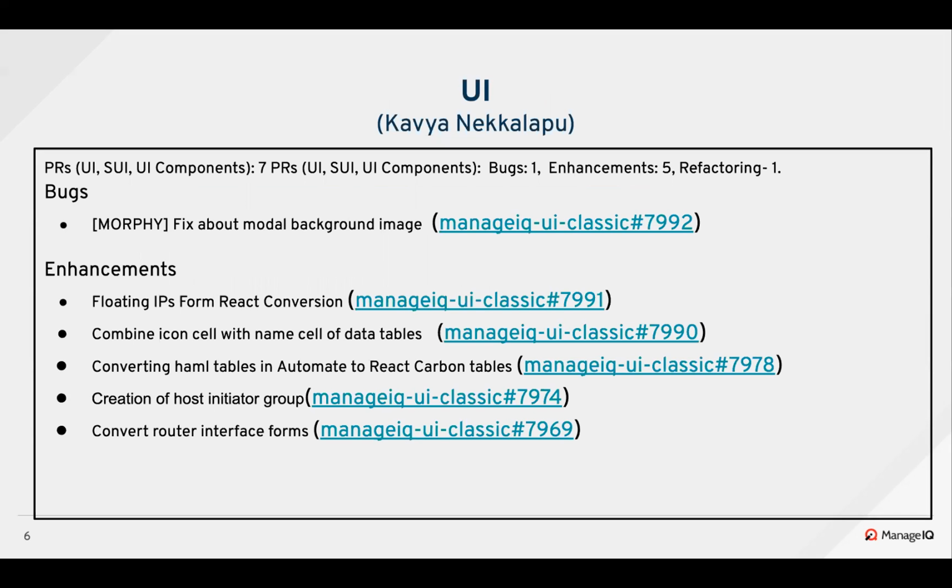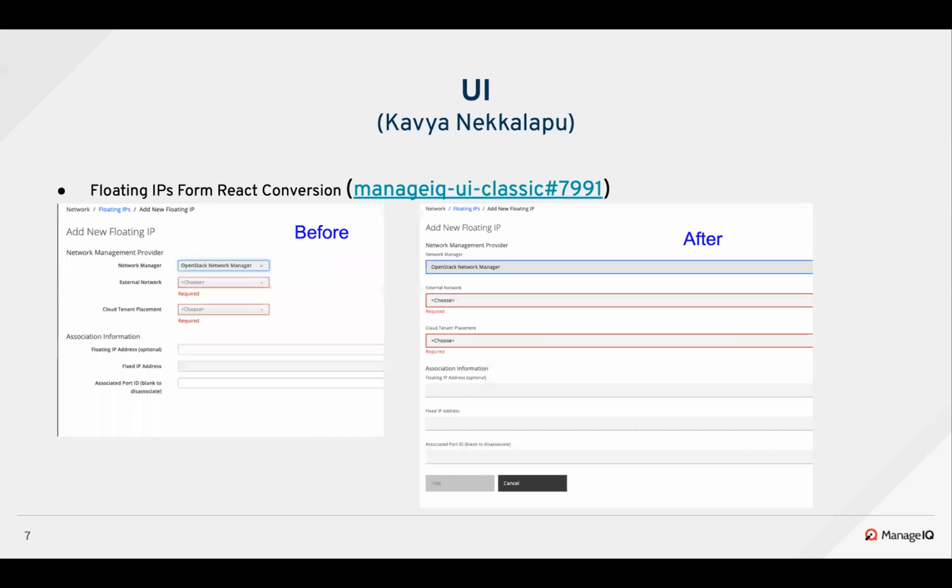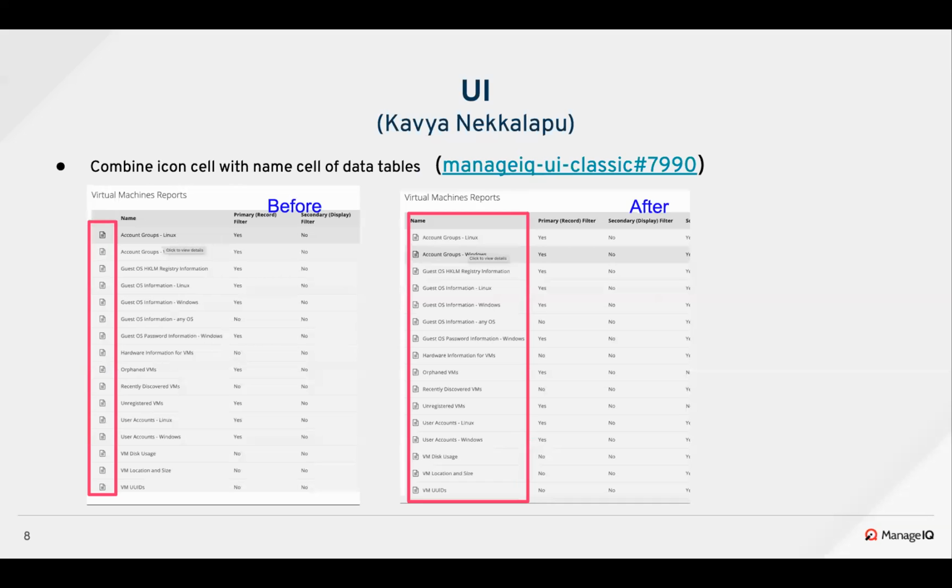Thanks, Jason. This sprint a total of 7 PRs got merged into UI, 1 bug, 5 enhancements, and so on. Next one, please. Mingxi converted floating IPs form to React in this PR. Next one. Jeffrey added an enhancement to data table. Whenever there is just an icon in the first column, he attached the icon to the name column to save some space.